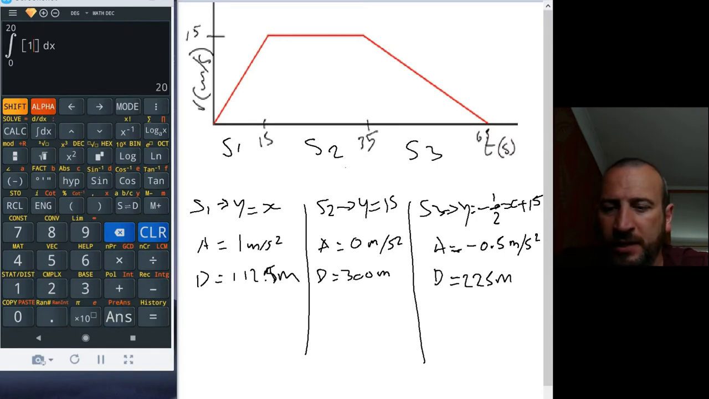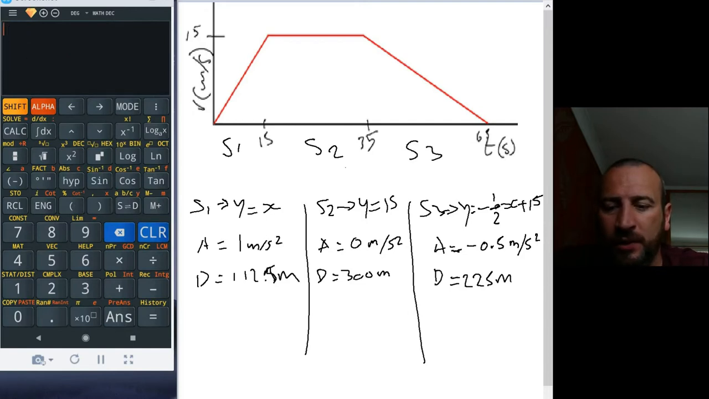And if we change the 15, now we need limits of 20 to 30 for section 3. Then we put in negative 1 over 2 alpha x plus 15. And there we have it, 225 meters for section 3. And that's just inputting the formula into a basic integral equation.